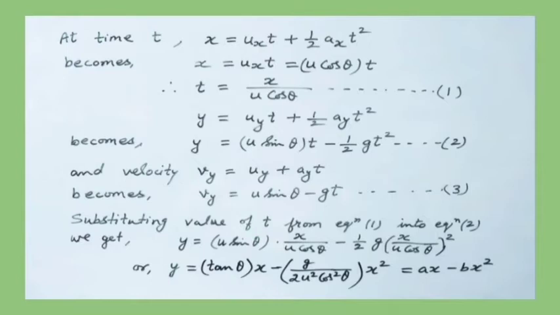Here we see that y is a function of x and it has the form y = ax − bx², which you know is the equation of a parabola, where a = tan θ and b = g/(2u² cos² θ). Hence, the path or trajectory of a projectile is parabolic.